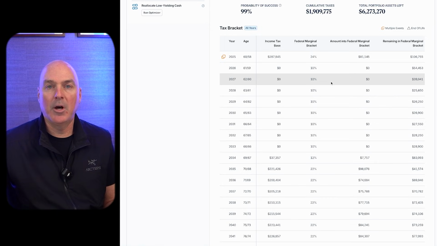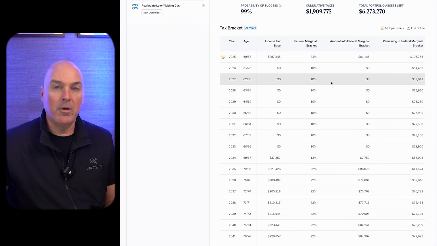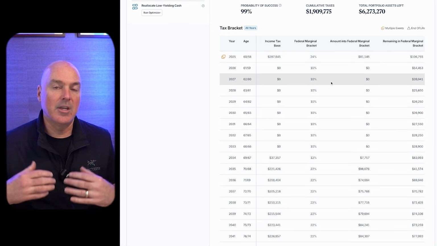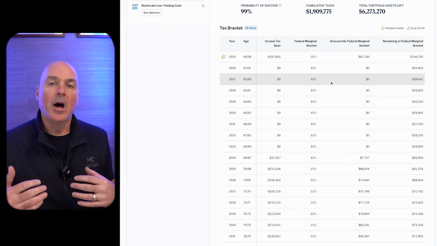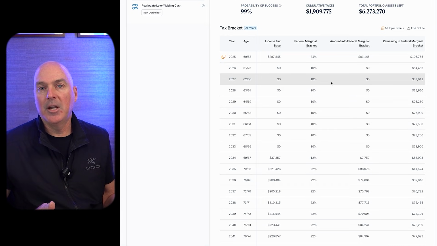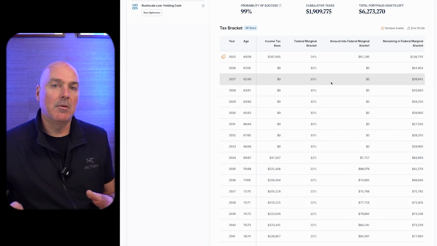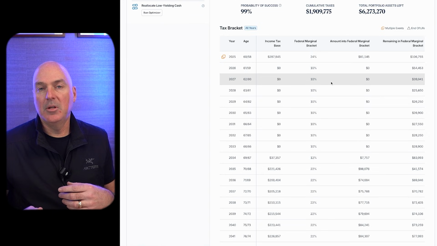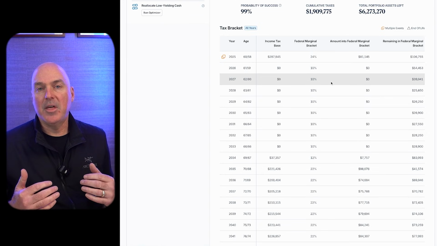That's something we definitely want to capitalize on. And we can do that in a couple of different ways. One of those is to do some Roth conversions to take advantage of those low tax years. The other one is if we do have money in those non-retirement account assets, we could use that as an opportunity to basically eliminate some of that capital gain.